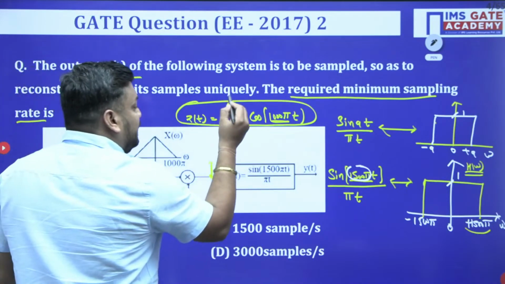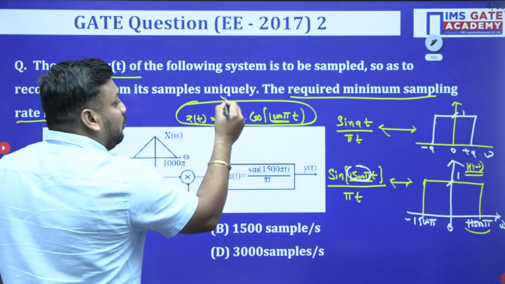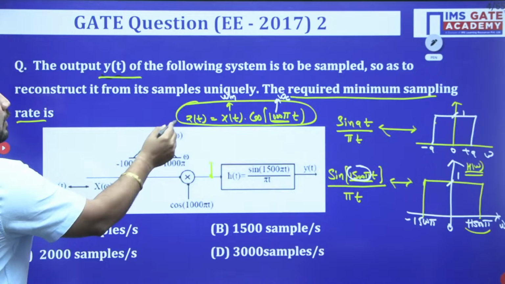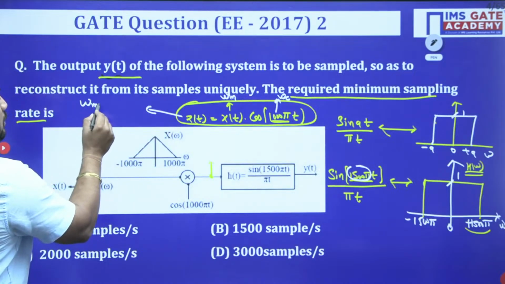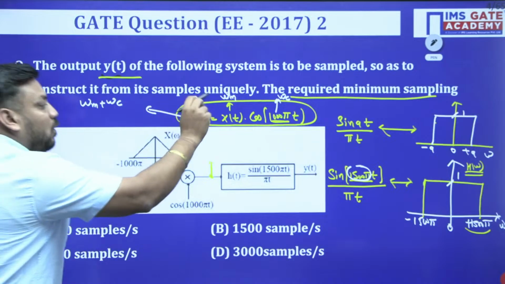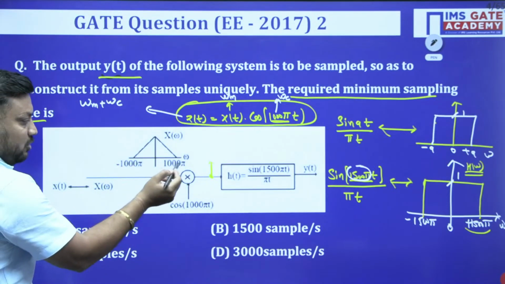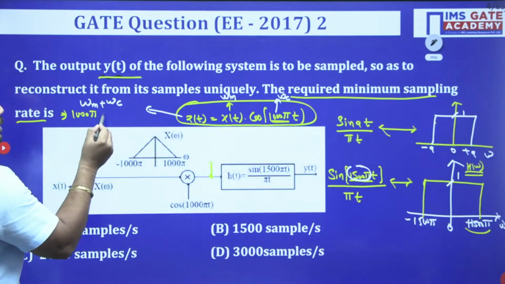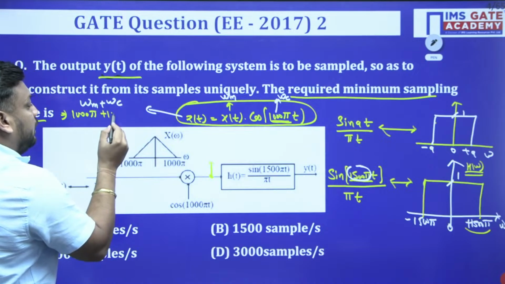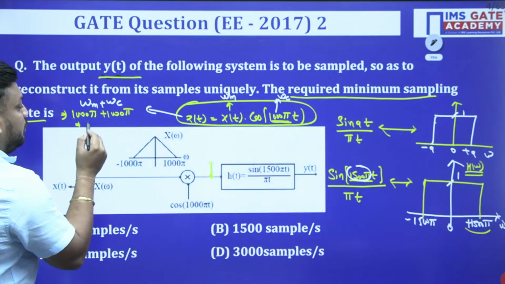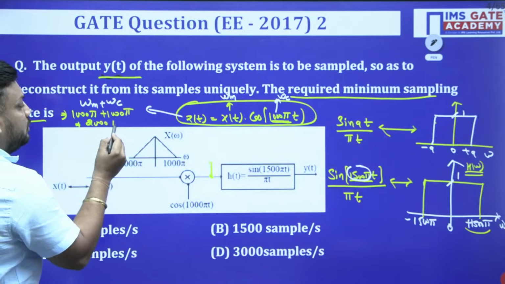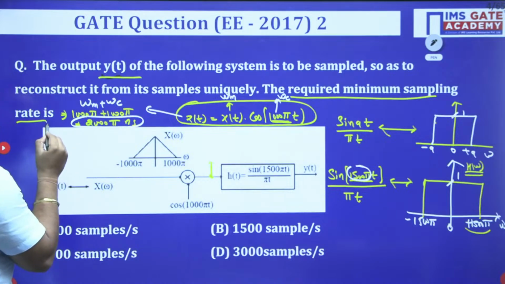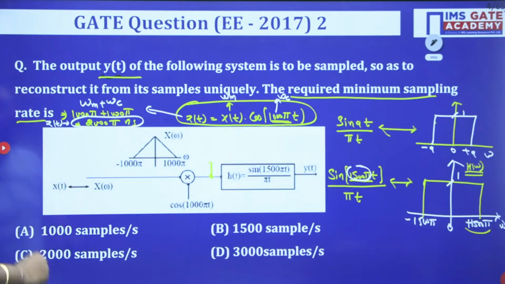So if x(t) has a maximum frequency, let me take omega m, and let the carrier have maximum frequency omega c, then z(t) has the maximum frequency omega m plus omega c. And do you know what is omega m? This is given as 1000 pi. So I am writing here 1000 pi plus omega c value, which is also 1000 pi. So it is nothing but 2000 pi radian per second. This is the maximum frequency component of the input signal.